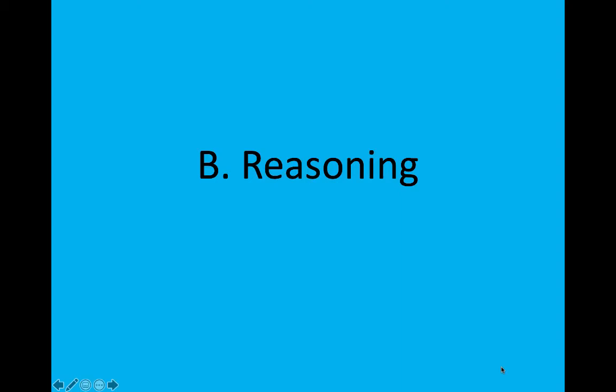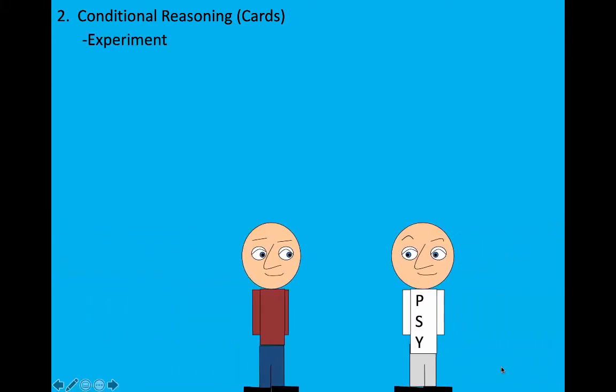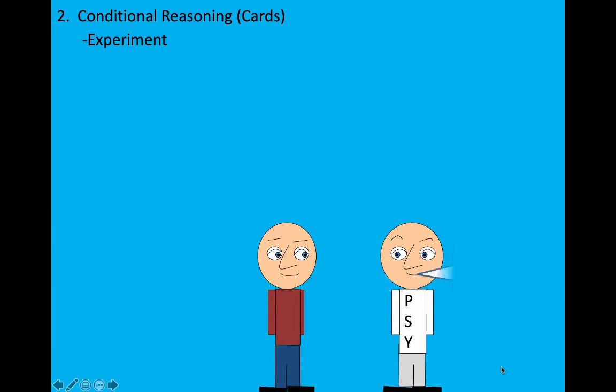So in this segment, we're going to look at evidence that we have two systems by which we reason. We'll start with the experiment dealing with cards. You filled this out last class.